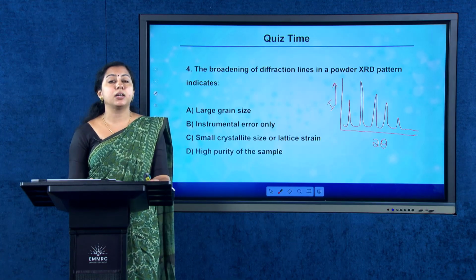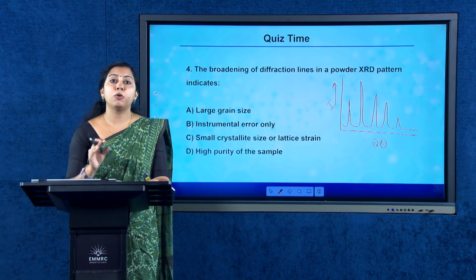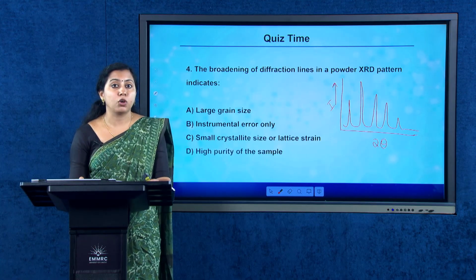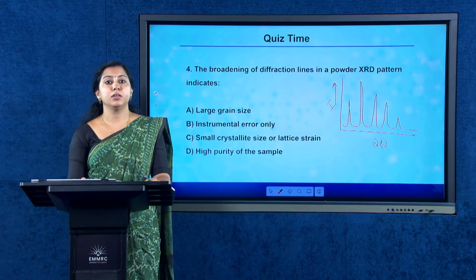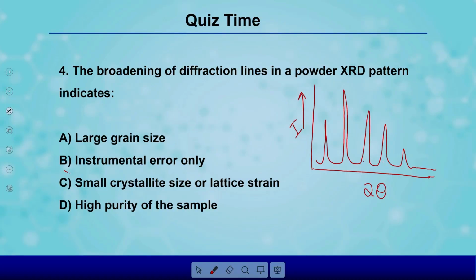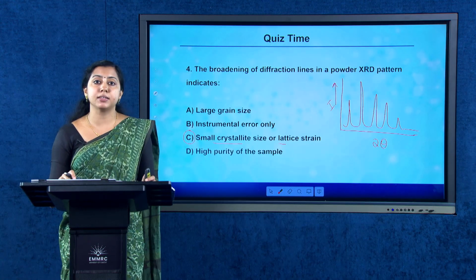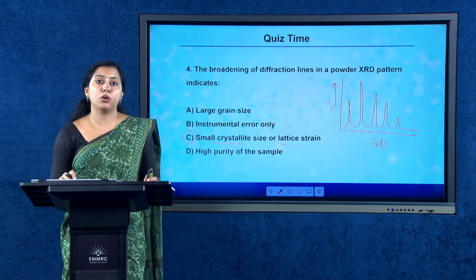So, if there is a broadening of the diffraction lines, then that indicates a smaller crystallite size or lattice strain. So, among these options, the correct answer is option C, small crystallite size or lattice strain. That is, the broadening of diffraction lines in a powder XRD pattern indicates a small crystallite size or lattice strain.